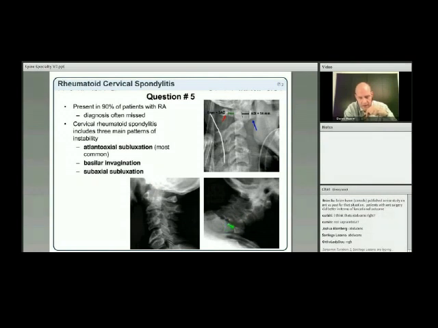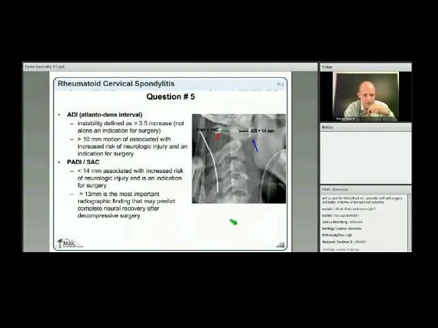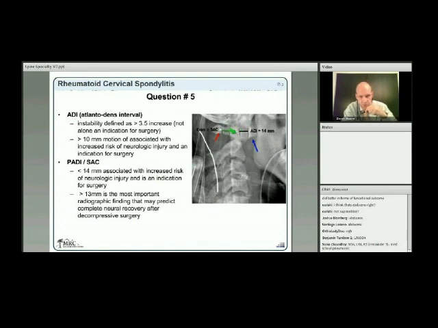And you can see down here in the subaxial spine, you have subluxation of the vertebral bodies. They usually only test atlantoaxial subluxation. There are 2 radiographic parameters that are commonly tested. That is the atlantodens interval. Again, you want to measure the distance from the dens to the anterior arch of C1. In a normal patient, this dens abuts the anterior arch of C1.